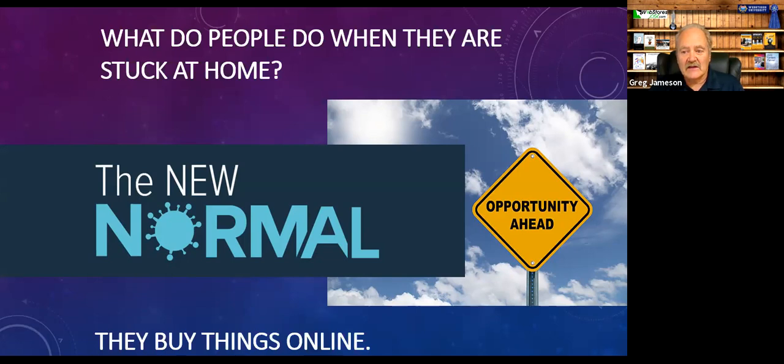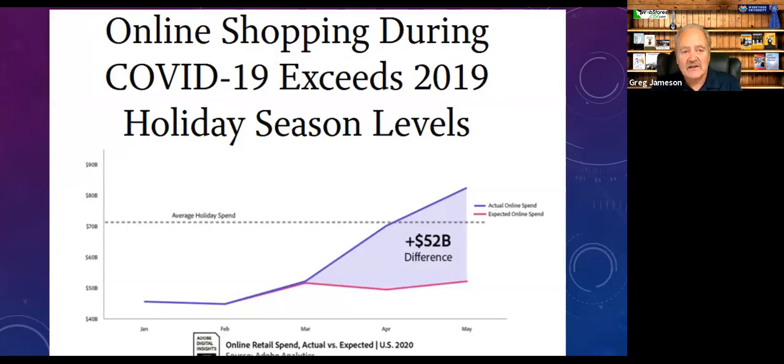The reality is that people are actually still buying stuff online, and in fact, buying more than they have in the past. As you can see from this slide, online shopping during COVID-19 has exceeded the 2019 holiday season levels, which is the first time that's ever happened in history. Online buying is above what it has been during the holiday levels, and obviously, it continues to go up. Sales are up online over 70% this year.